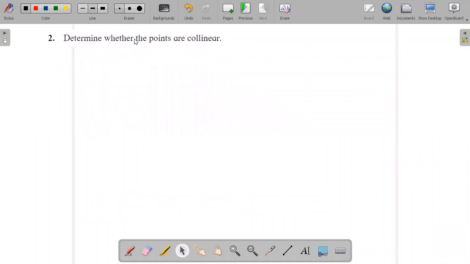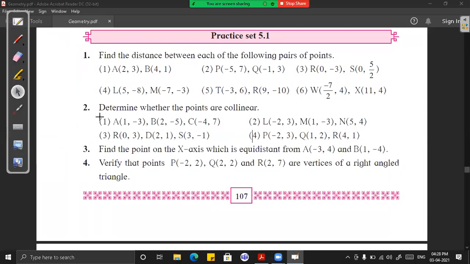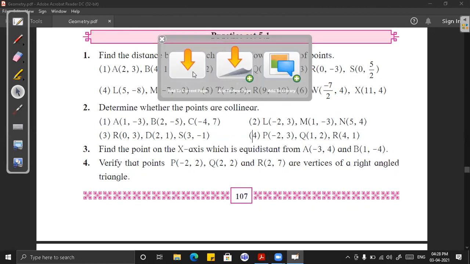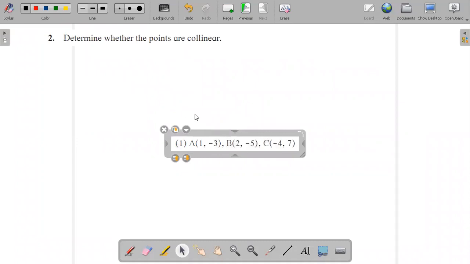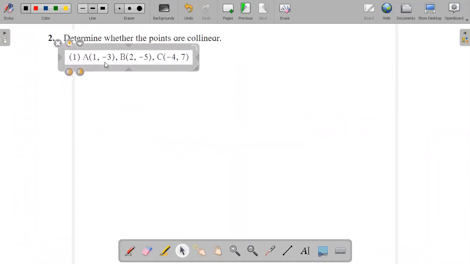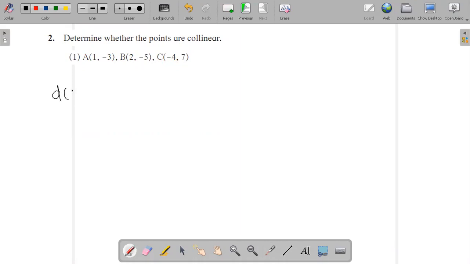Yes. So we will start with the first sum. Exact same technique we will be using. So here, determine whether these points are collinear or not. A has coordinates 1, minus 3. B has coordinates 2, minus 5, and C minus 4, 3. So first find out distance AB and tell me what it is. Make sure you write a formula first.